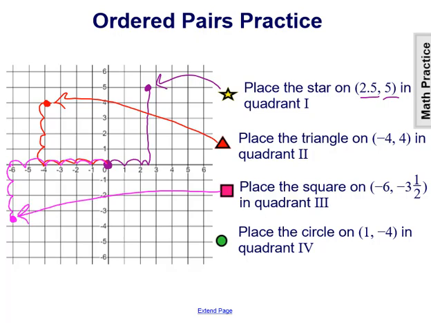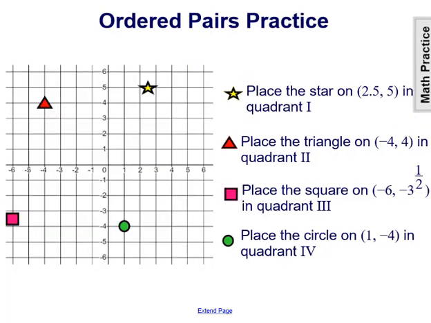And then the circle we're going to place on 1, -4 in quadrant 4. So we're starting at the origin. The first number of 1 tells us to go right 1. And then the second number of -4 tells us to go down 4. So 1, 2, 3, 4. So here is the ordered pair of 1, -4. That's where we would place the circle.